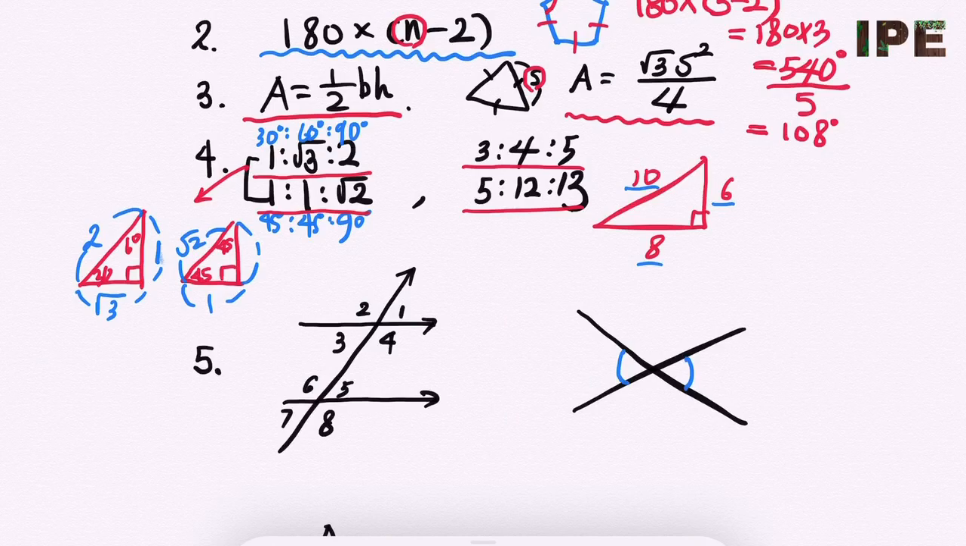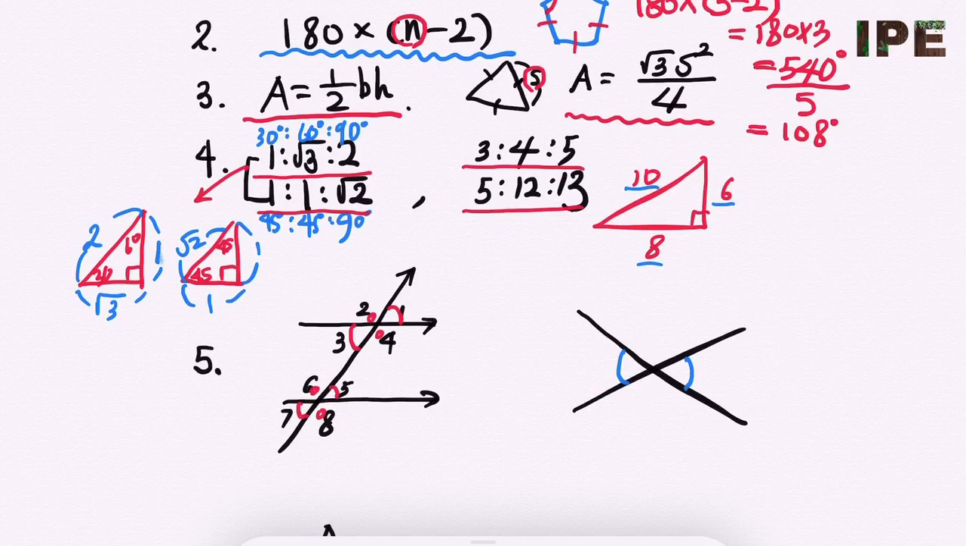Number 5, the right triangle or triangle problem and the parallel line problem always go together. Sometimes you can find a combined problem. If two parallel lines are cut by one transversal line, looking like number 5, then angle 1, angle 3, angle 5, angle 7 are always congruent. That's the key point. Number 2, angle 4, angle 6, angle 8: these four angles are congruent as well.